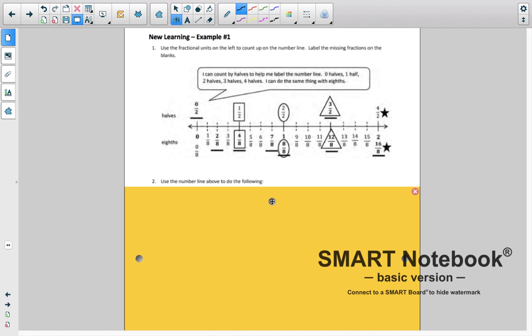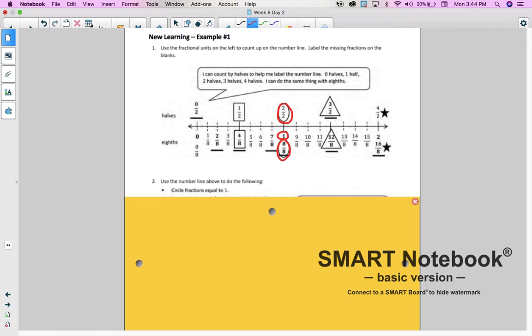So for number 2, it says use the number line above to do the following. The first thing was to circle the fractions equal to 1. If you look, you see the circles right here. Well, 2/2 and 8/8 are equal to 1, and we can see that 1 right there. They're right above it and under it.